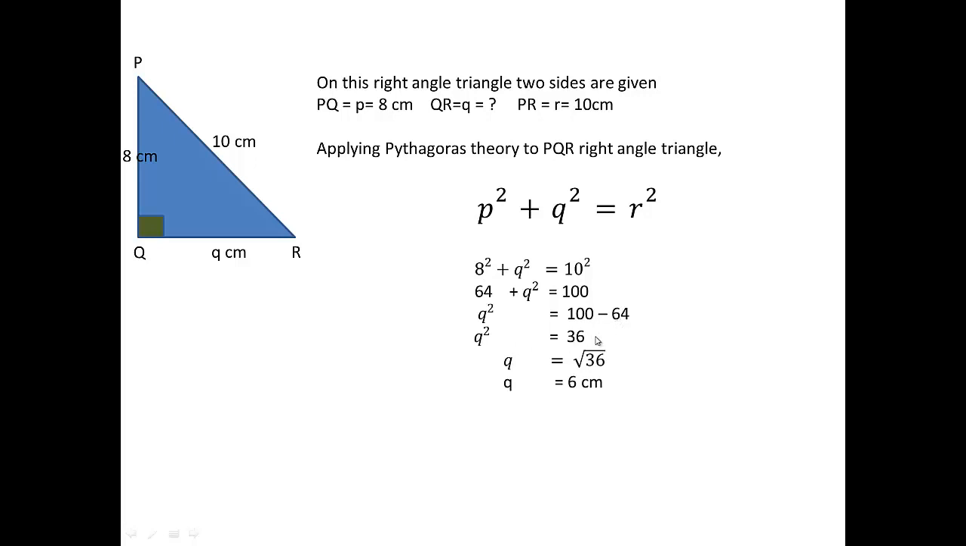100 minus 64 is 36. Therefore, q squared is equal to 36. But we must find the value of q, not the square. Therefore, we have to take the square root of 36. q is equal to the square root of 36. Therefore, q is equal to 6 centimeters.